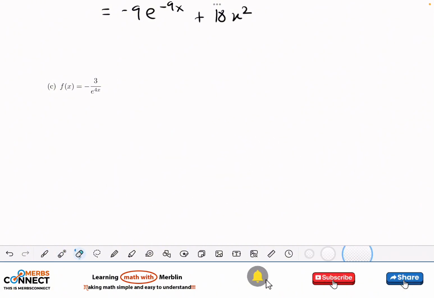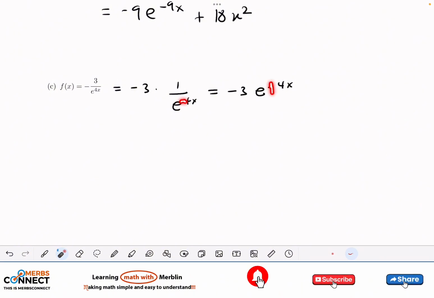So if that's the case, then this can be written as minus 3 times 1 divided by e to the power 4x. Based on that, we can write this one as minus 3 e to the power minus 4x, because this is moving up. So we need to subtract; we need to make this one negative. If this is negative, then this one will be positive.